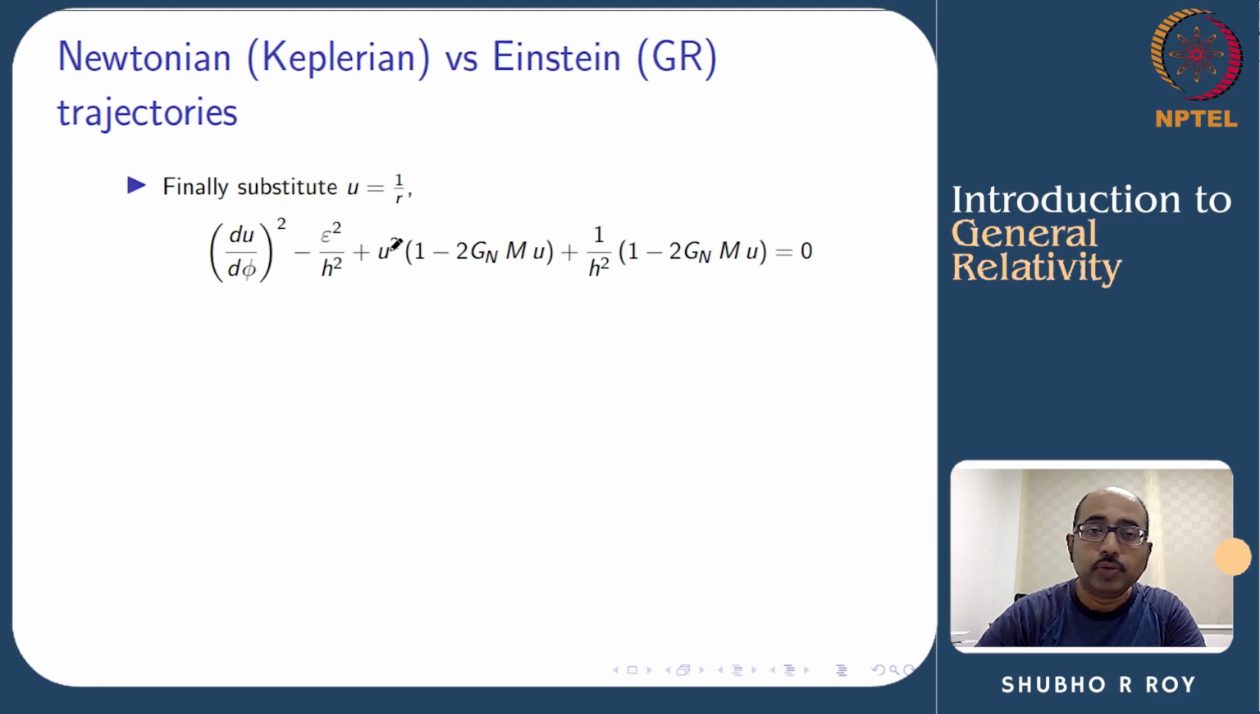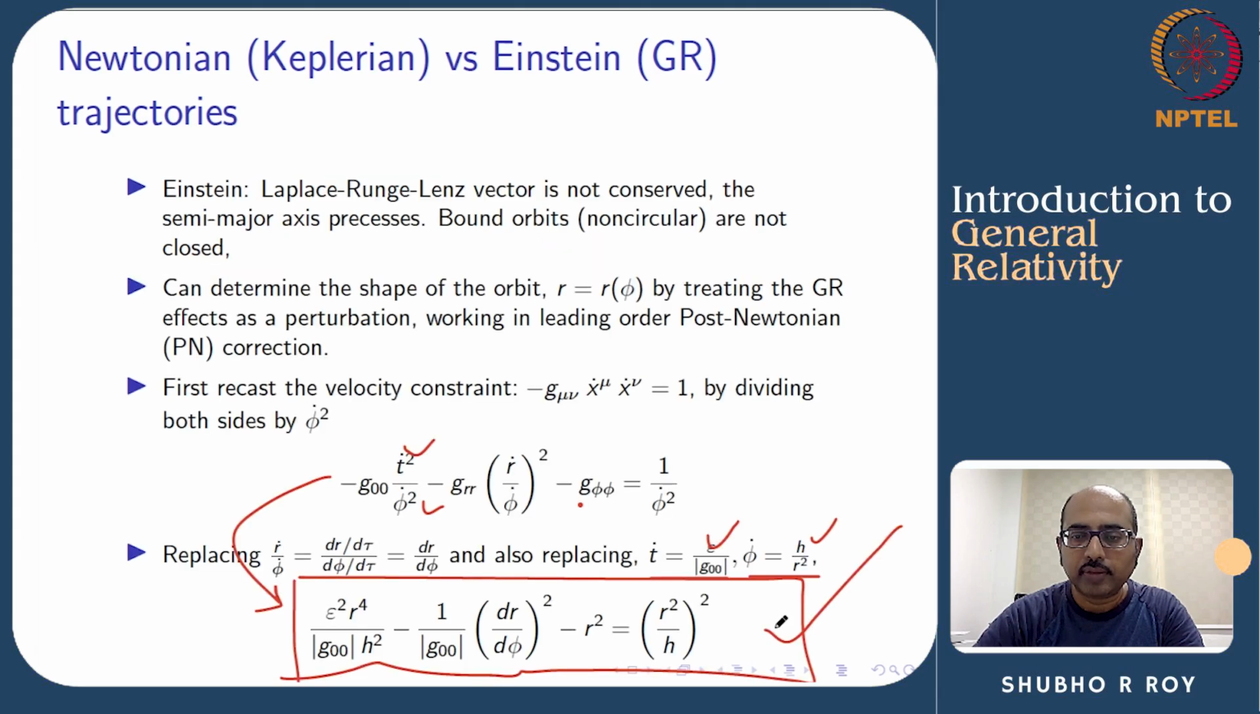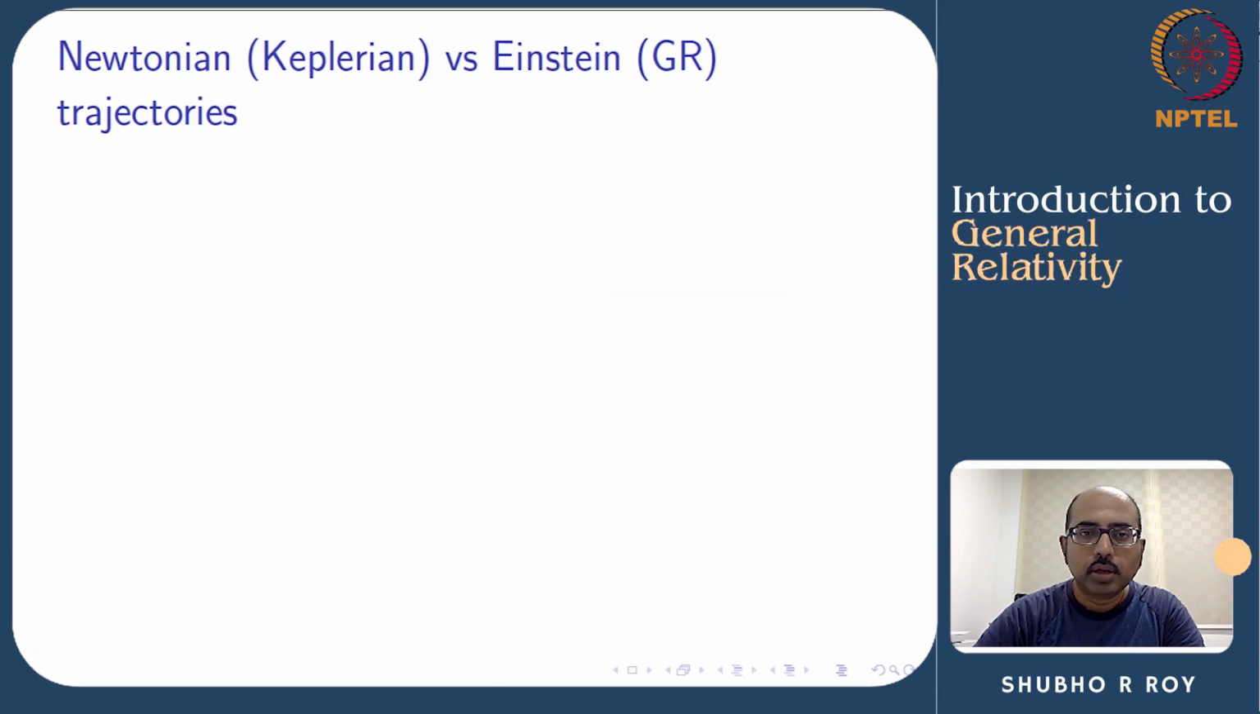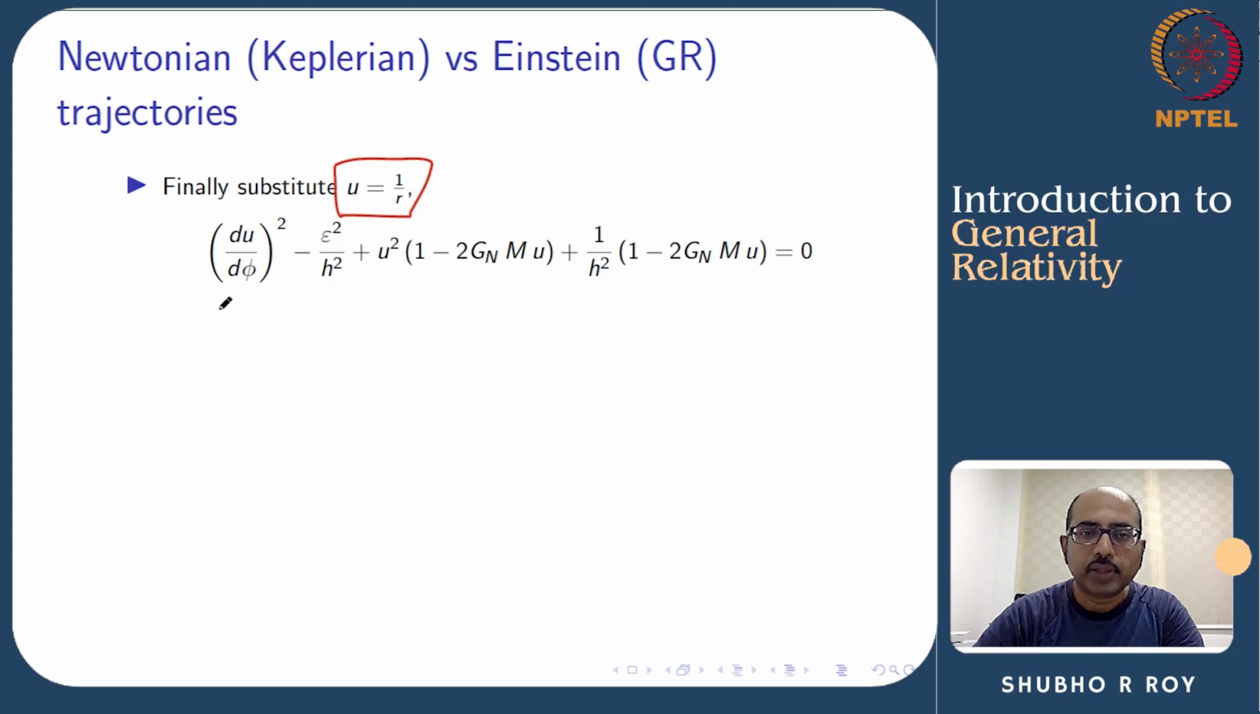Finally, we use Newton's trick. If you remember how Newton worked out the shape of the orbit, he substituted 1 over r to be u, and then solved for u, which is easier to solve. So the substitution we will make is u equals 1 over r, and then we rewrite the velocity constraint from the last slide, the box equation, in terms of u. It turns out to be this.